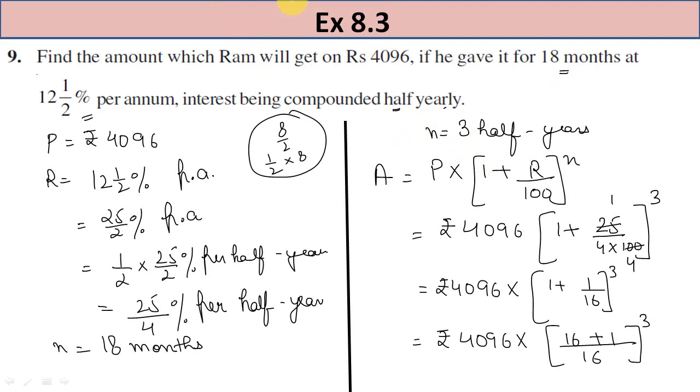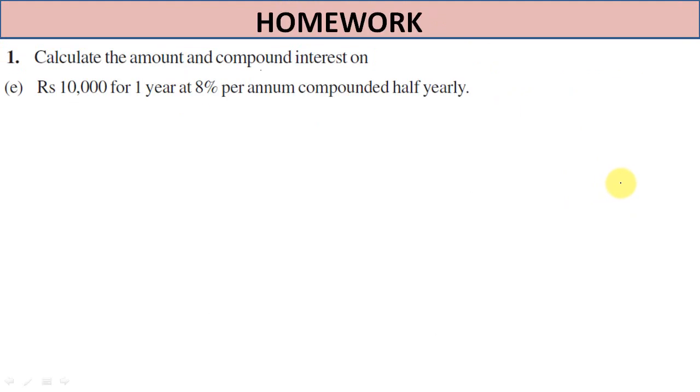So, students, now in your homework, you need to write down the half-yearly concept and then the questions of exercise 8.3 which we have discussed in the session, along with question number 1 E part which is there in your homework.